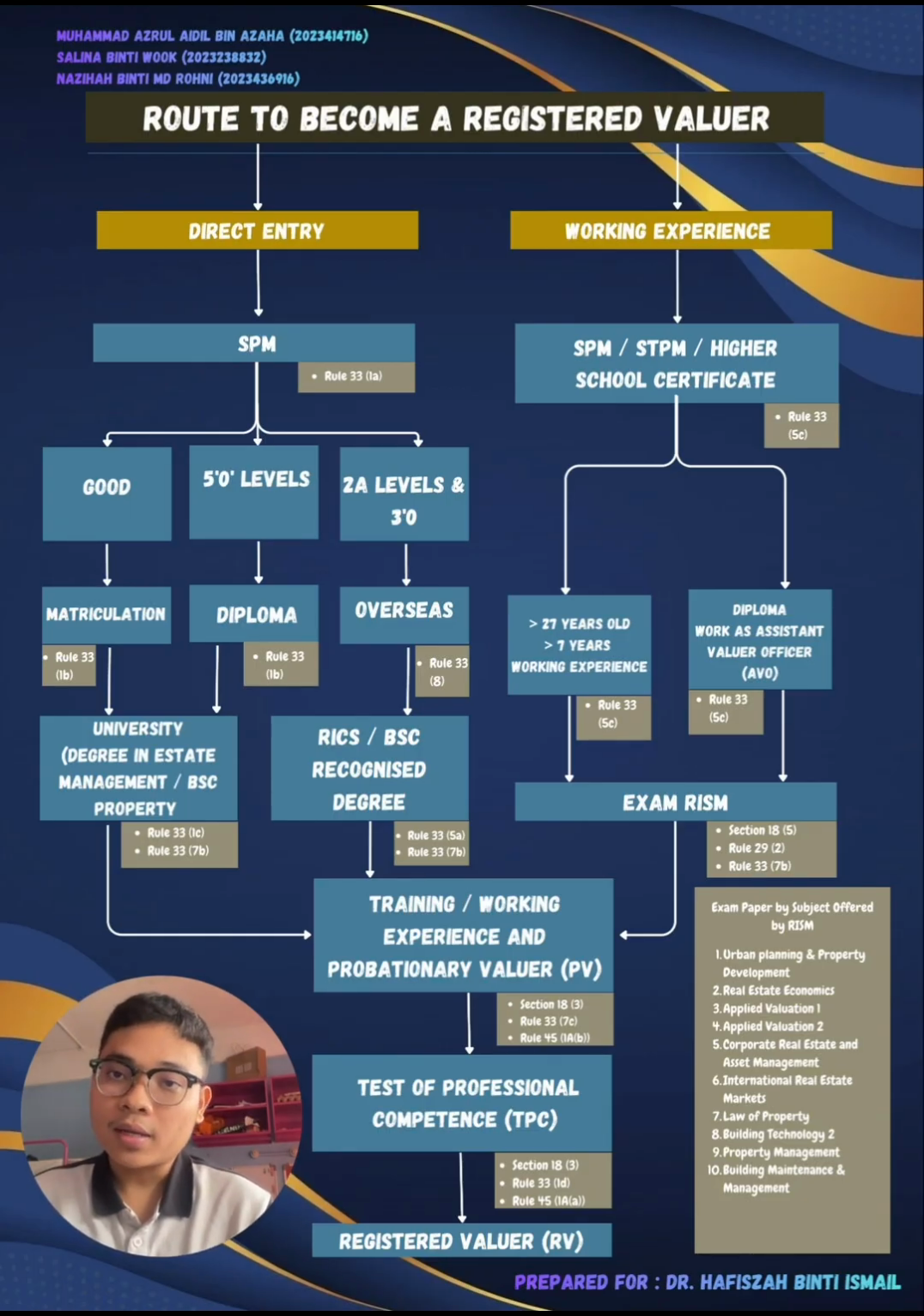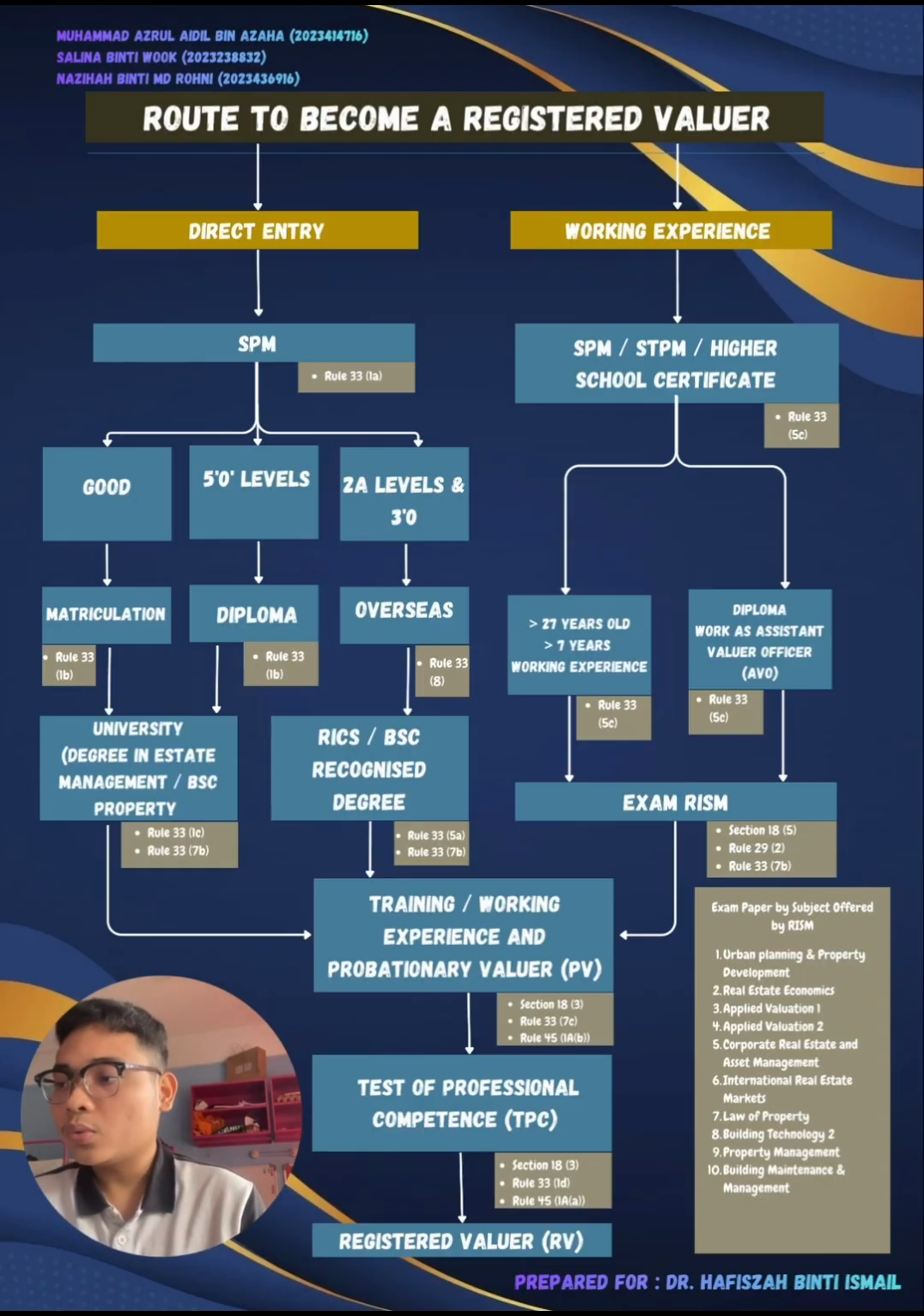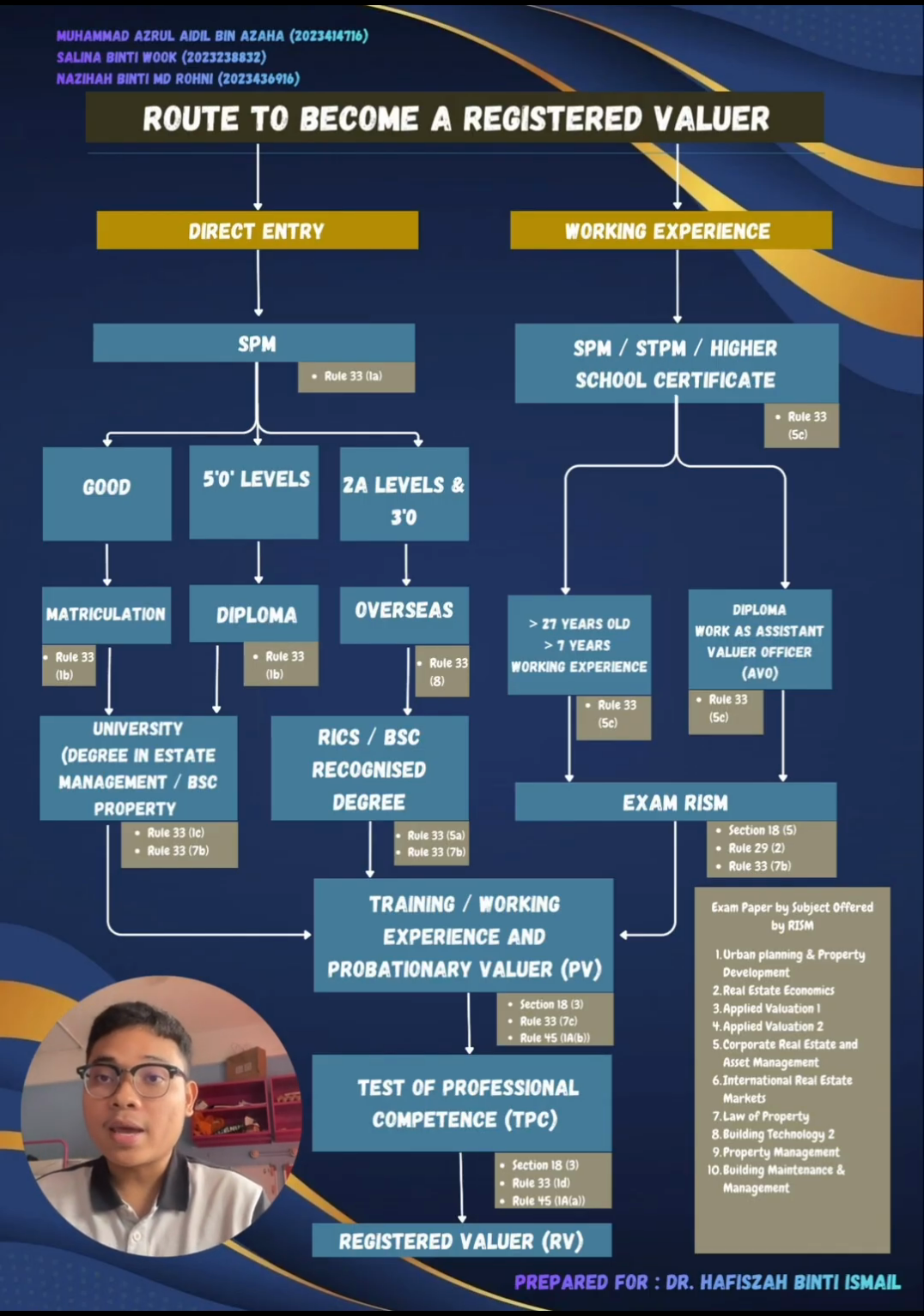The third one, we need to sit for the examination of RISM, and according to Rule 29 subrule 2, a board can appoint RISM as a representative to conduct the examination. So for example, the next step is Ali or Miss Siti needs to take the RISM exam. Passing this exam allows them to register as a probationary valuer (PV) and start gaining practical experience.